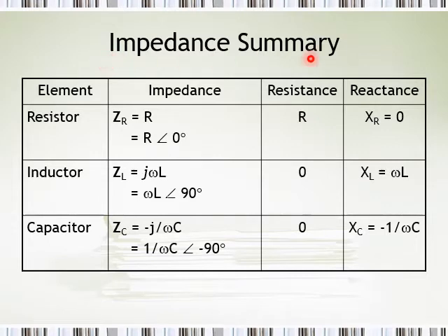So this is the summary of impedance. For the resistor, Z is equal to R, the phase angle is 0, so the reactance is 0. For the inductor, ZL equal to J omega L, with the angle 90 degrees, so the reactance XL equal to omega L. For the capacitor circuit, ZC equal to minus J over omega C, or we can write 1 over omega C with the angle of minus 90 degrees, and XC equal to minus 1 over omega C, the reactance.